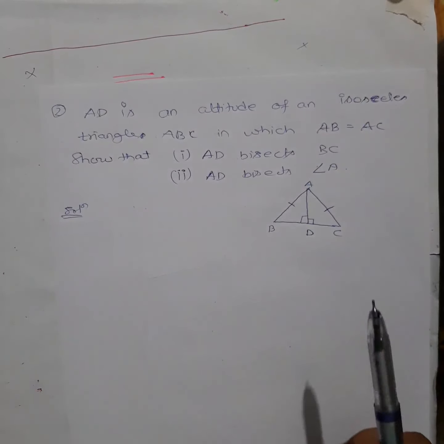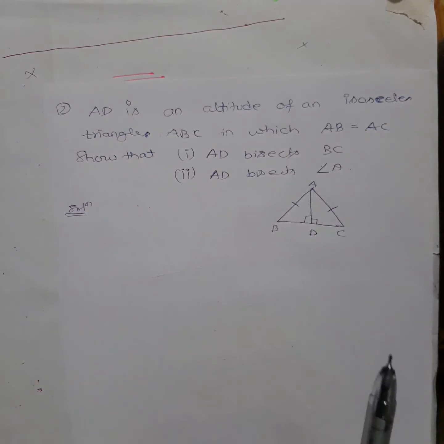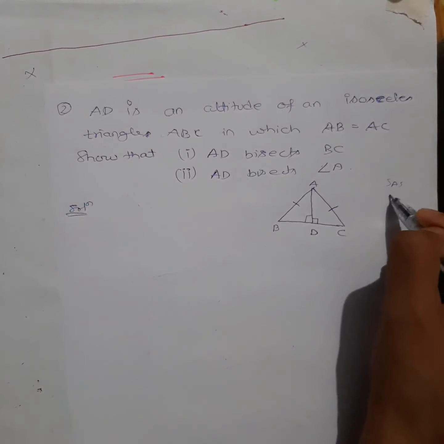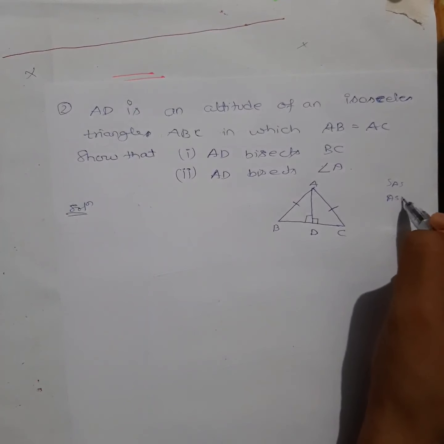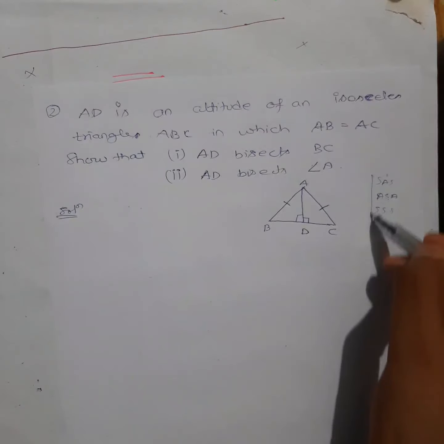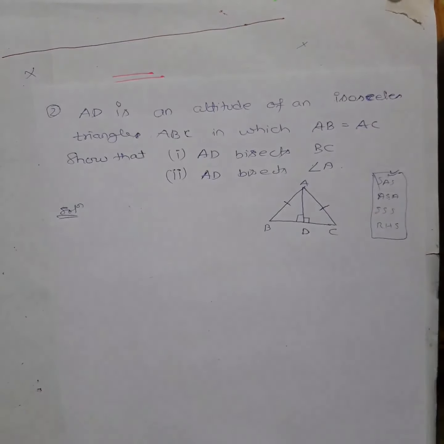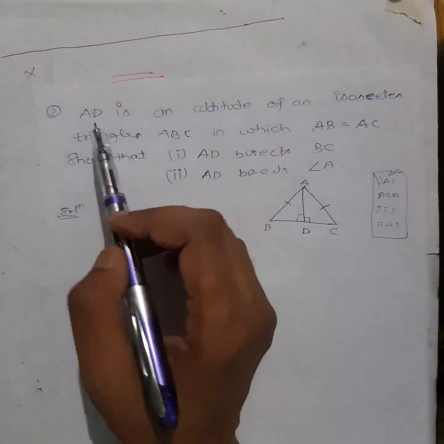To show two triangles congruent, you have to show one out of 4 properties, not all 4. What were the properties? Side angle side, angle side angle, side side side, and right angle hypotenuse side. If you can show even one, then the triangles are said to be congruent. Most of the questions we have done with these properties, so try to understand them well. Anyway, see question number 2.